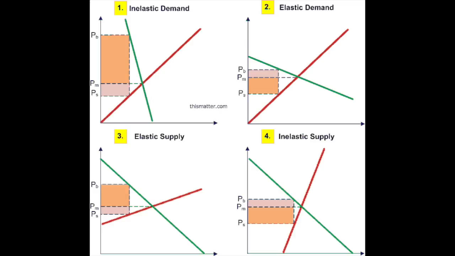And 2 and 3 correspond to elastic demand and supply curves, and as you can see, there's a little bigger triangle, so a little bigger deadweight loss in those cases.